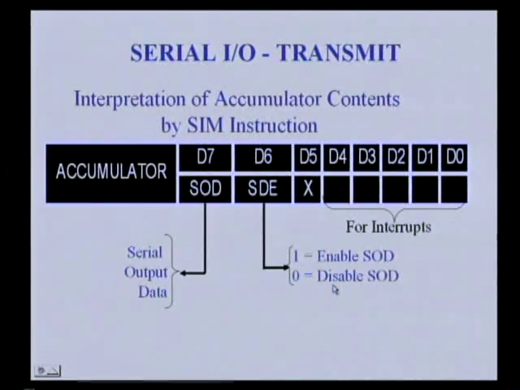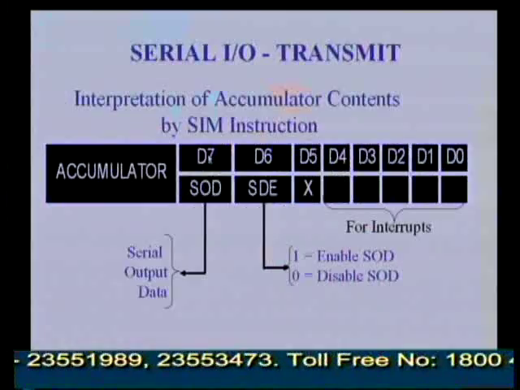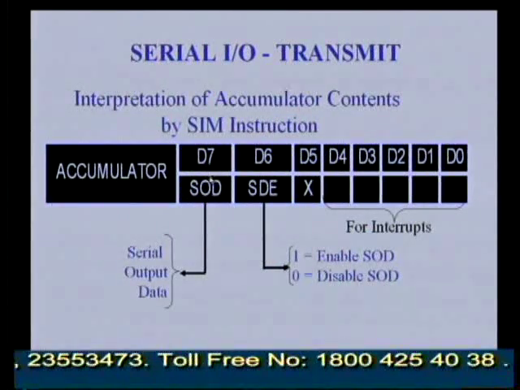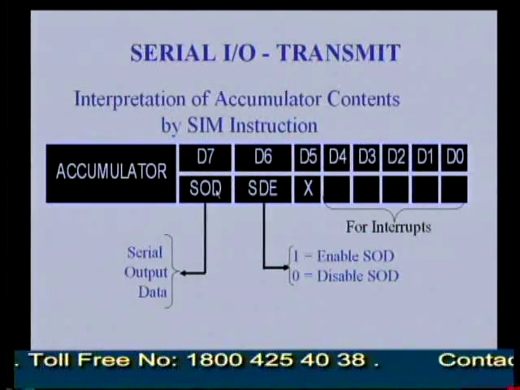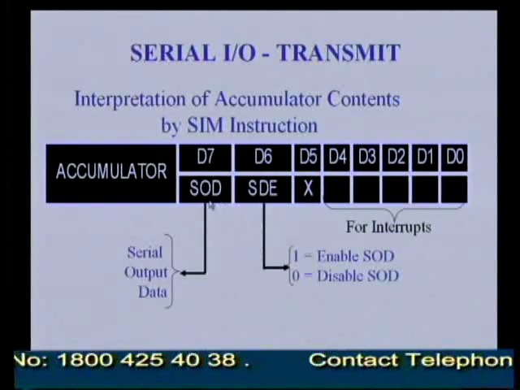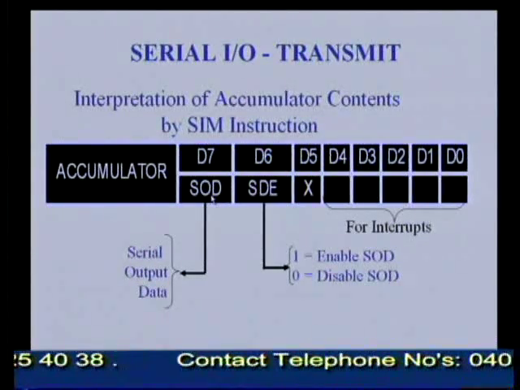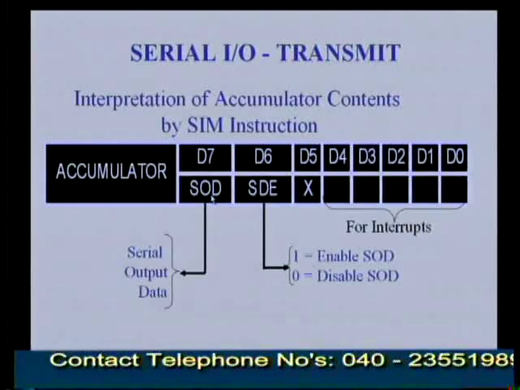So for serial I/O transmission through the SOD line, this D6 bit of the accumulator must be made 1 before execution of the SIM instruction. And next the D7 bit, this D7 bit actually contains the bit to be transferred, SOD, that is serial output data. Whatever the bit available here, that will be put on the SOD line.